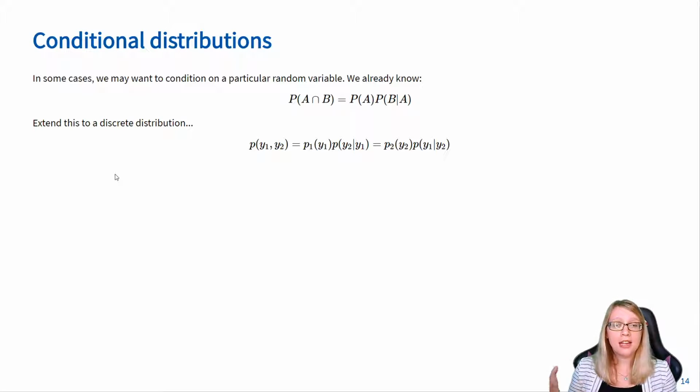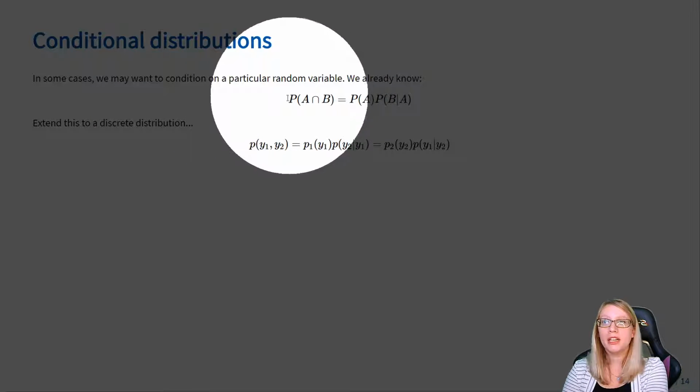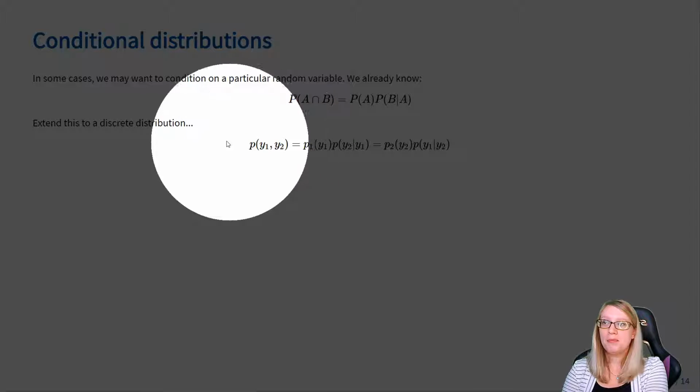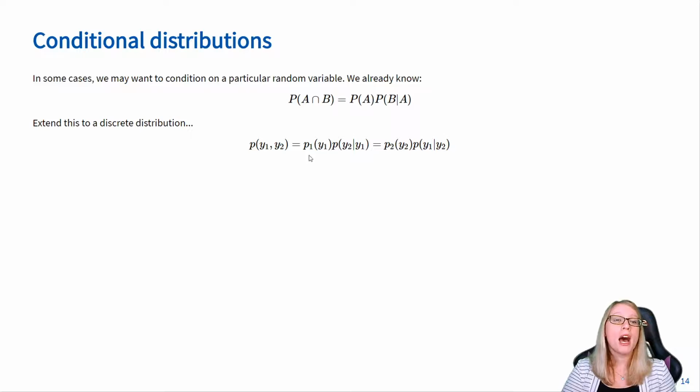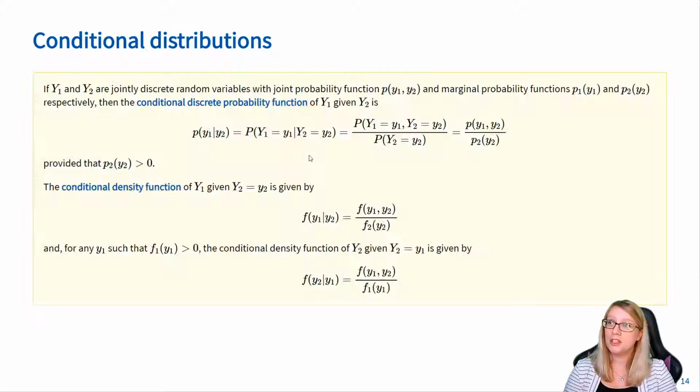Now we can certainly extend this to a discrete distribution. So the joint distribution would be the analog here of the probability of A and B. So the joint probability mass function P of y1 and y2 should be the same as the marginal P1 of y1 times the conditional distribution of y1 given y2. We can write this the opposite direction, the marginal of y2 times the conditional of y1 given y2. This also applies in the continuous case.